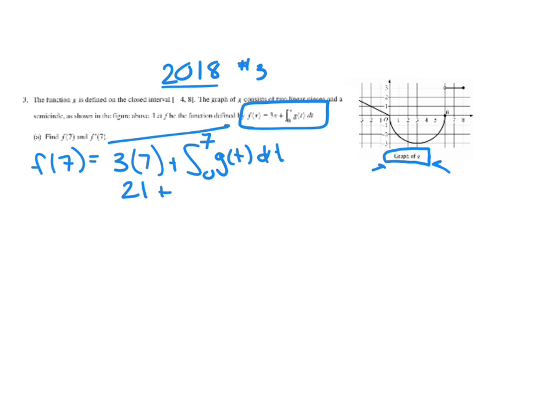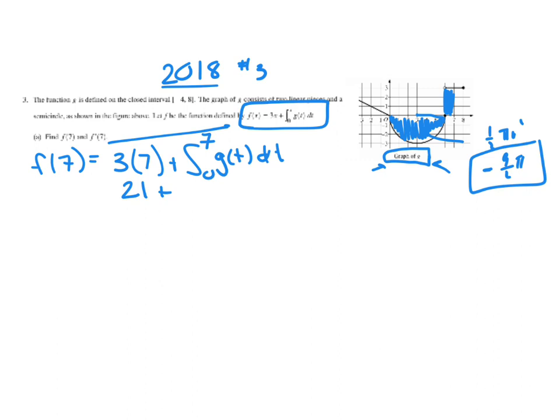So I'm just going to shade it in for myself so I know what I'm talking about. I need this area, so that's 0 to 6, and then I need to 7. Okay, so this section is a semicircle, so that's 1/2 pi r squared. My radius looks like a radius of 3, so I'm going to call that 9/2 pi. And notice it's sitting under the x-axis, so I'm going to slap a negative in front of that. So that is negative 9/2 pi.